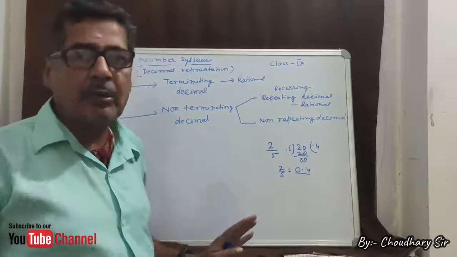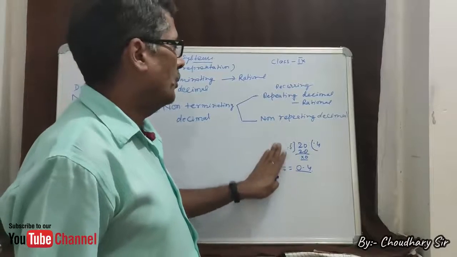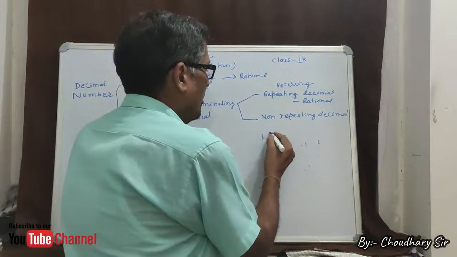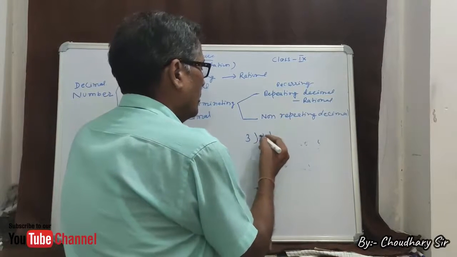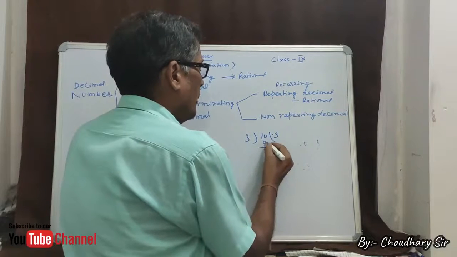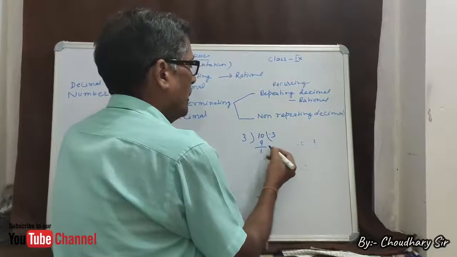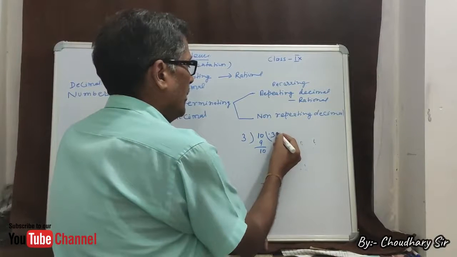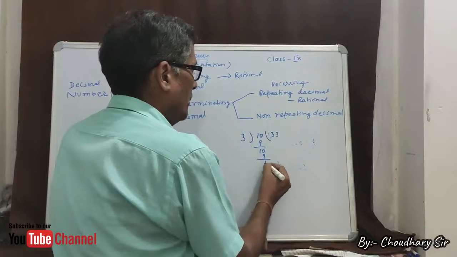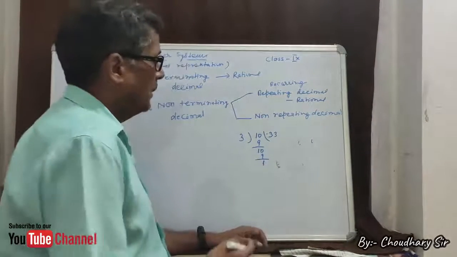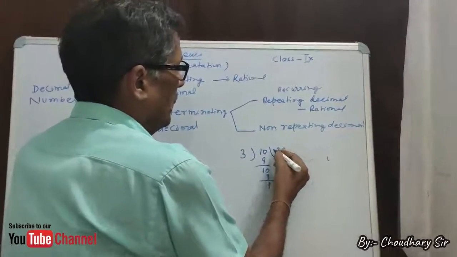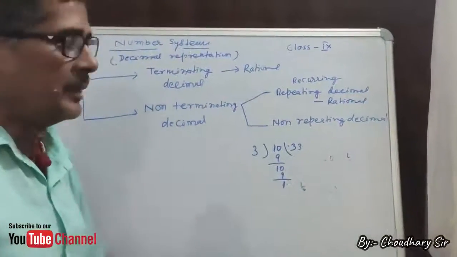The remainder cannot be 0. For example, divide 1 divided by 3. What will be the answer? Take the decimal point, take 0. 3 times 3 is 9. The remainder is 1. So we put 0, again 3 times 3 is 9, and so on. The remainder is 1. So what do we say here? The remainder will always be 1. So it is not a terminating decimal.